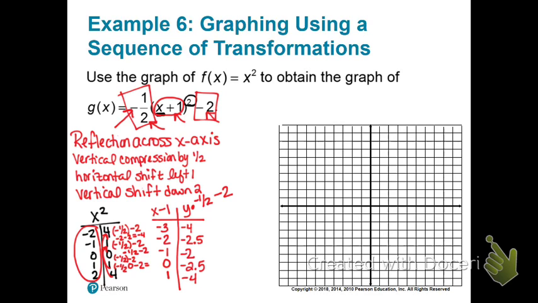All right, so let's graph these functions and let's see if what we thought was going to happen actually did happen. So I'm going to graph the parent function.